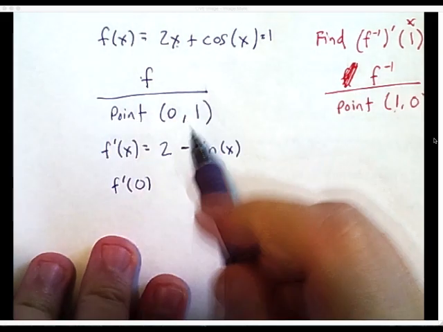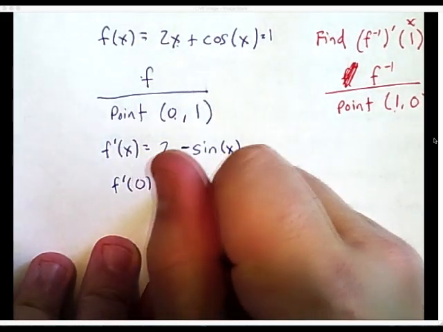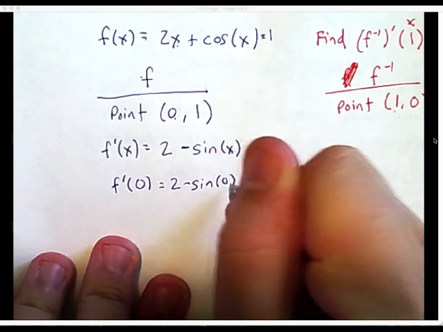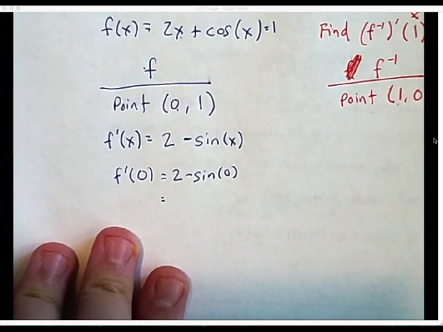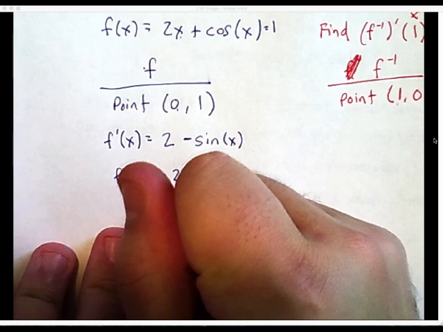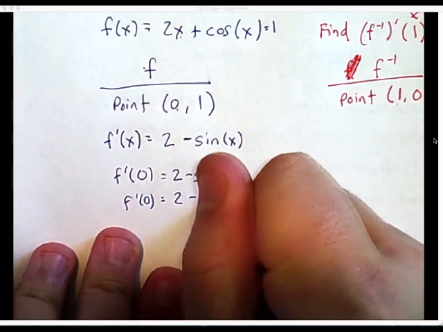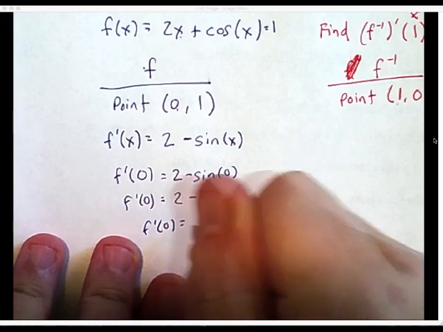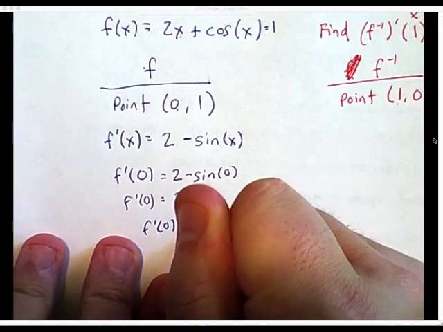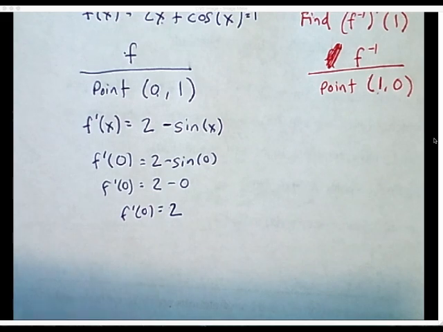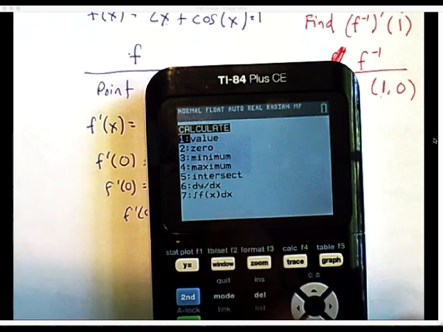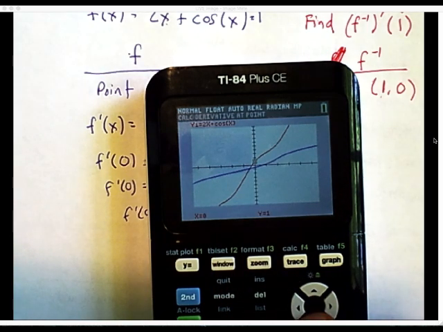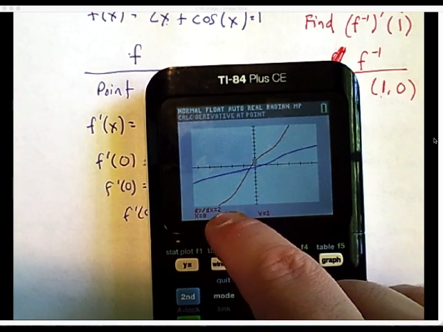Now let's plug in that x value. So it'll be 2 minus the sine of 0. The sine of 0 radians is 0. So that's 2. Okay, this curve in red, I go second calculate. I calculate number 6, calculate the derivative at a point. If I do it at an x value of 0, notice the derivative there is 2.